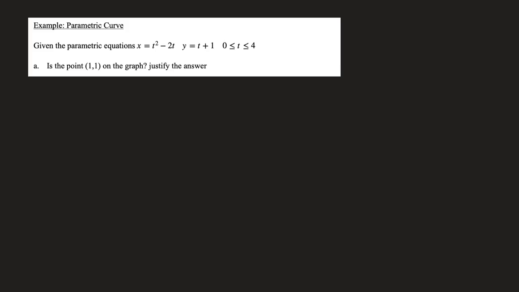When you are given the parametric equation right here, look at it: x is t squared minus 2t, y equal t plus 1. Both depend on the parameter t. That's the parameter. T equals 0 is the starting point. T equals 4 is the ending point. So the first question is (1, 1). That represents the x value, this represents the y value. So when you are given the parametric equation, we can sketch the parametric curve based on it.